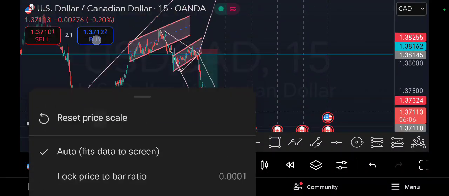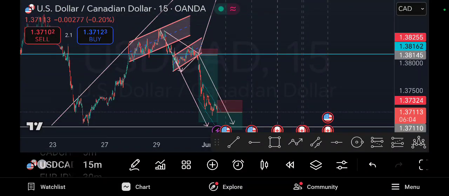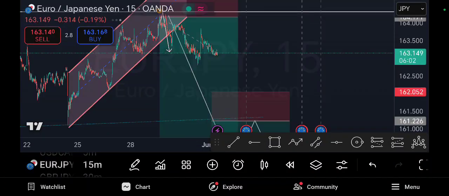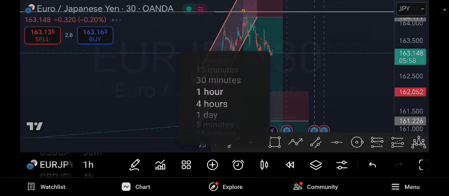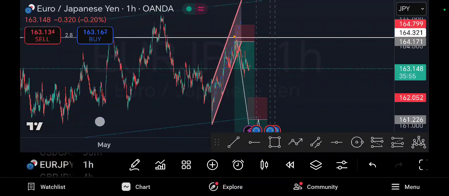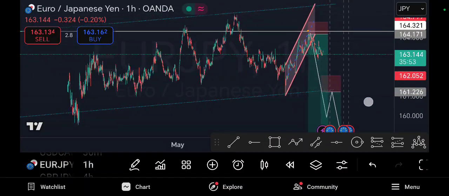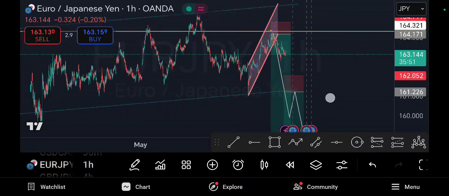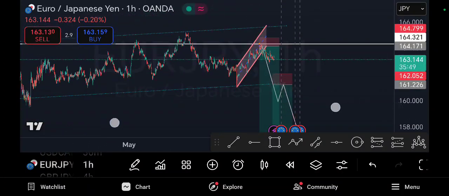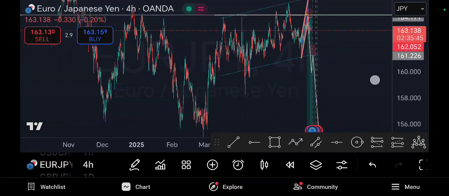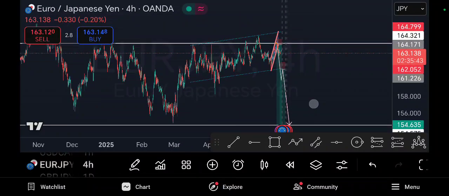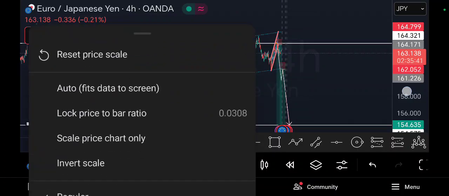And then that's USDCAD, and then Euro JPY. As you can see, Euro JPY is actually quite respecting the setup. There's really not much I can say about it because it's still playing out, and as you can see, it's quite respecting it.